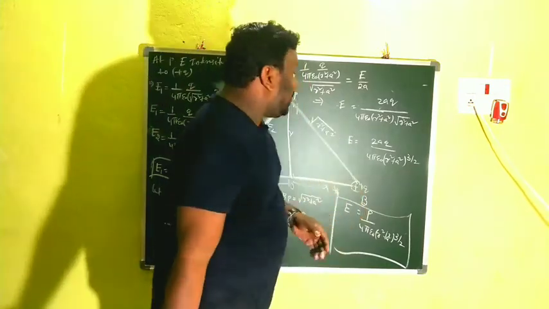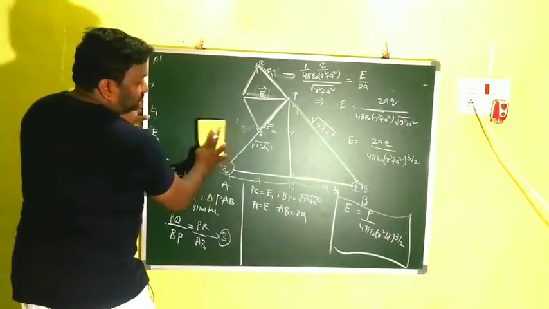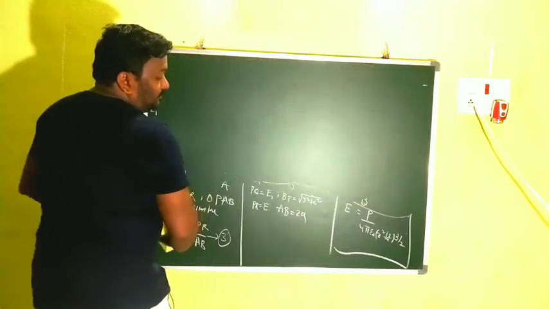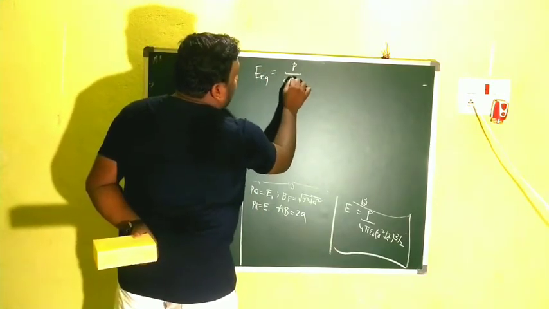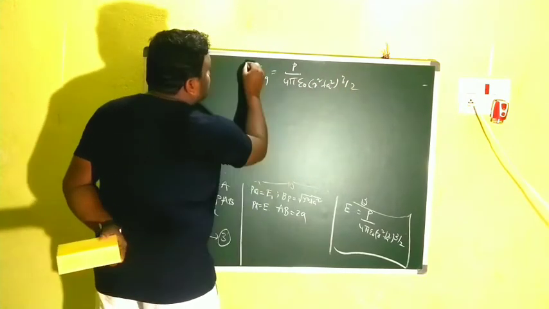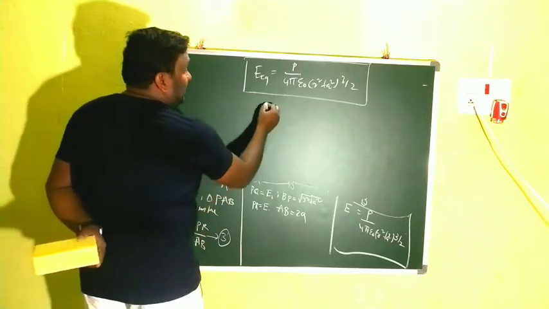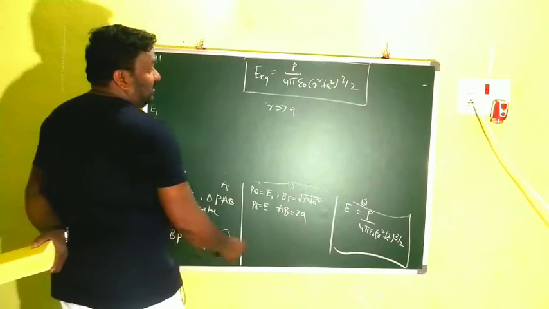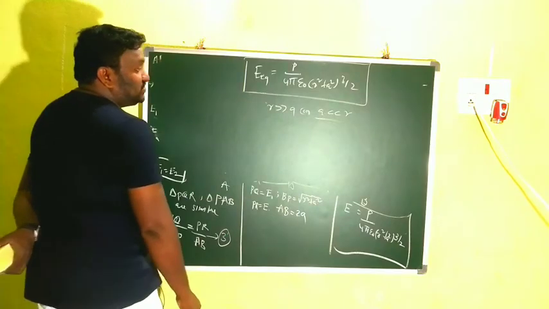From the competitive exam point of view, some statements are there here, so you have to observe. In competitive exams they will be asked like this. E equatorial is P by 4 pi epsilon naught into r square plus a square whole power of 3 by 2. This is the electric field intensity at a point on the equatorial line. If we take r much greater than a, or a much less than r, that means we are taking a short dipole.